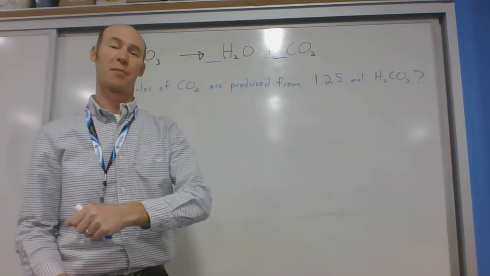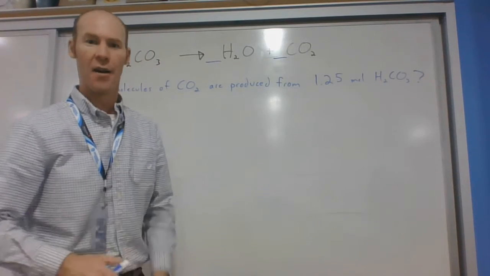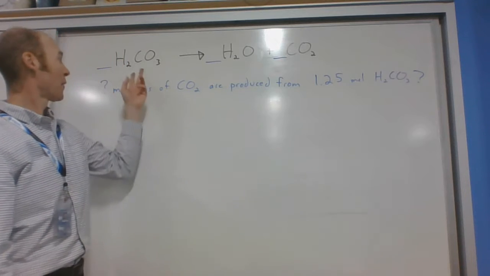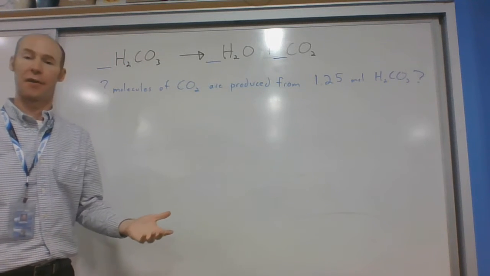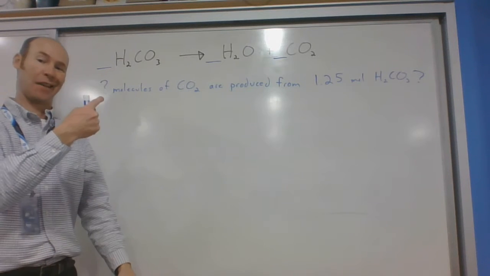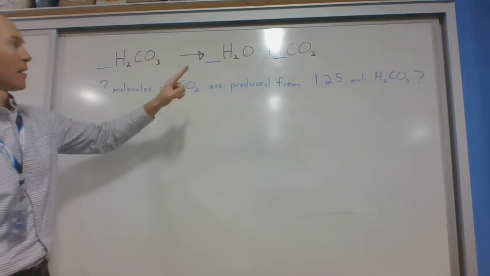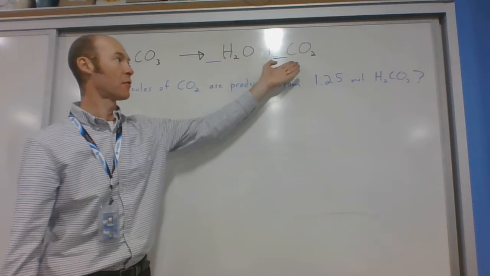Stoichiometry example problem number 2. Here we go. What's happening here? Well, we have this stuff, H2CO3, called carbonic acid. Hey, that's the stuff. If you enjoy a can of pop, that's the fizzy stuff. And it breaks down to make water and CO2.